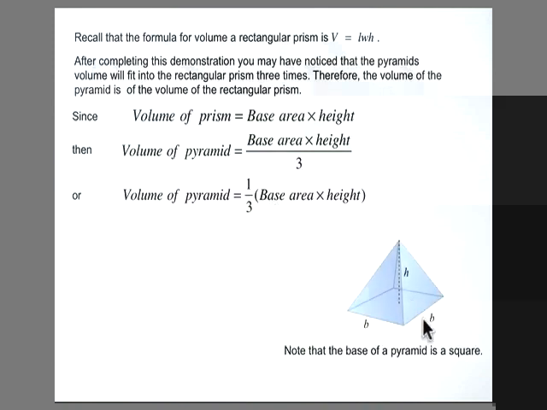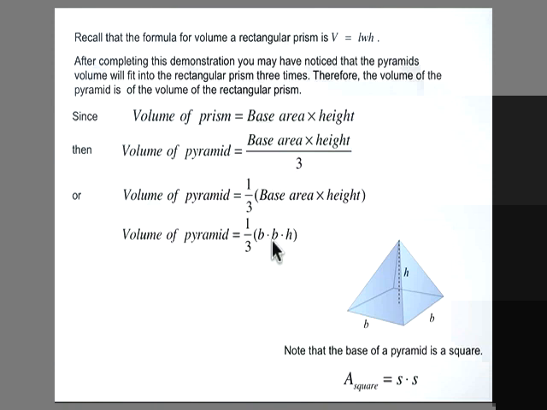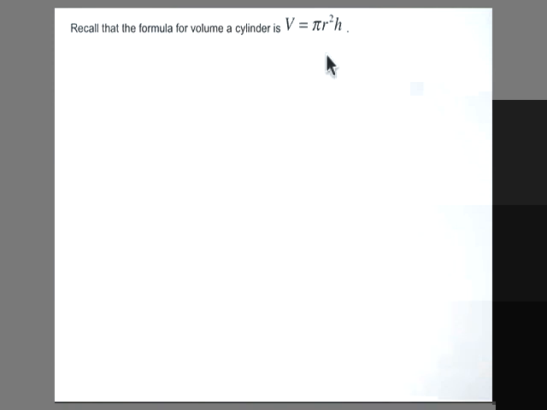Note that the base of this pyramid is a square. So the volume of a pyramid equals 1/3 base times the base times the height. Remember, the area of a square is equal to side times the side. So from this, we can state that the volume of a pyramid is equal to 1/3 b squared h, or 1/3 base squared height. Or we could say the volume of a pyramid is equal to base squared multiplied by height divided by 3.